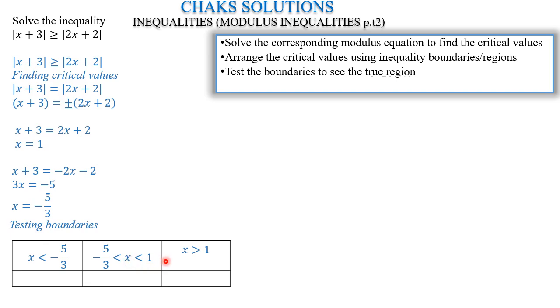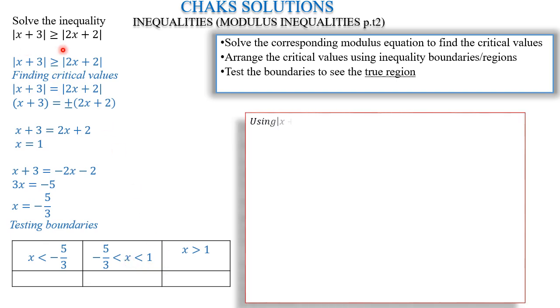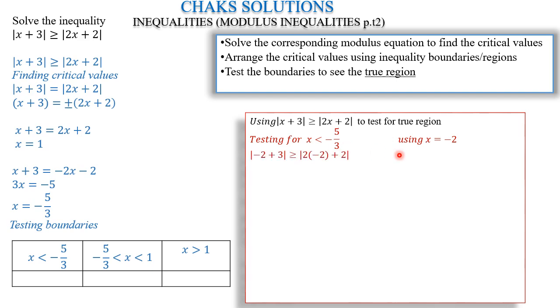Now we are testing these regions using this inequality. We'll be testing whether the first region is true or false, the second region is true or false, and the third region is true or false, by testing whether the region satisfies this inequality. Alright, so we are testing for x less than minus 5 over 3. We just look for a number which is less than minus 5 over 3. That number can be x equals minus 2. We can use minus 2, we can use minus 3, any number less than minus 5 over 3. We use minus 2 in this case.